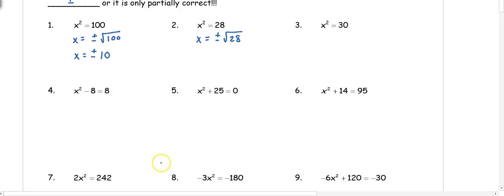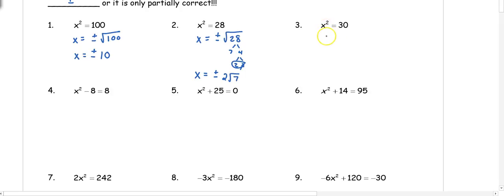Now, 28 is not a perfect square, so we need to use our factor tree to break down 28. So two numbers that multiply to 28 are 7 and 4, and 4 breaks down to 2 and 2. So I have a pair of 2's that's going to go out front and a 7 that's going to stay under the radical. We need to keep the plus or minus sign. So we would have x equals plus or minus 2 square root 7.